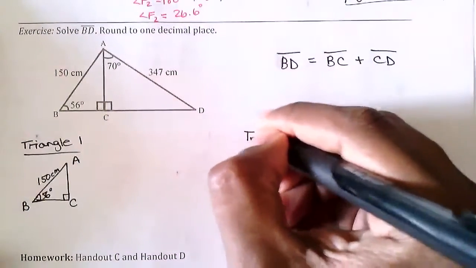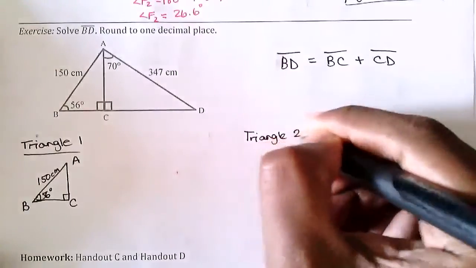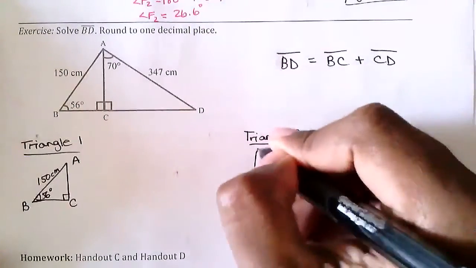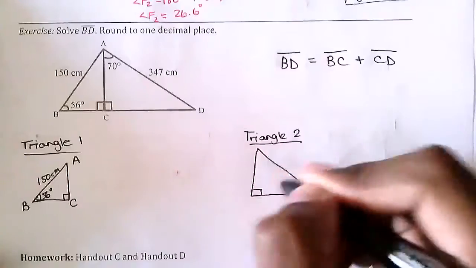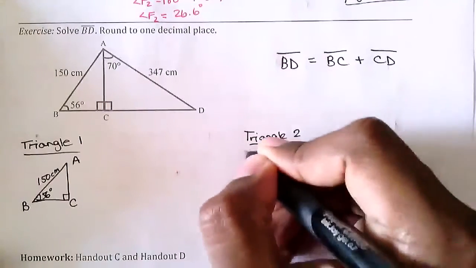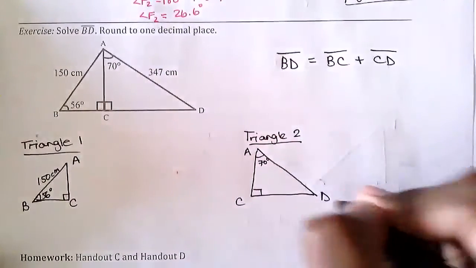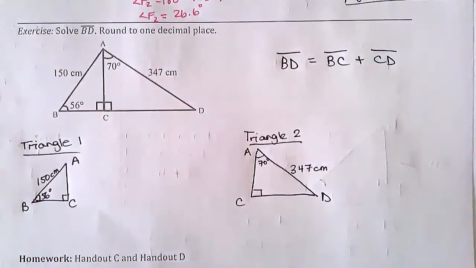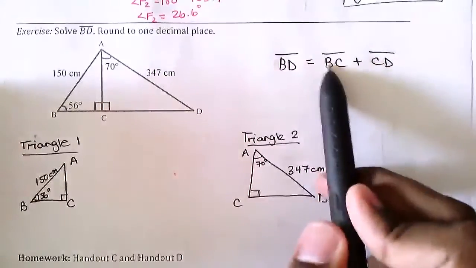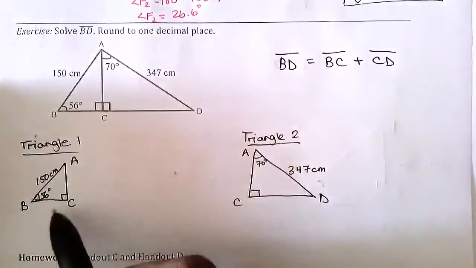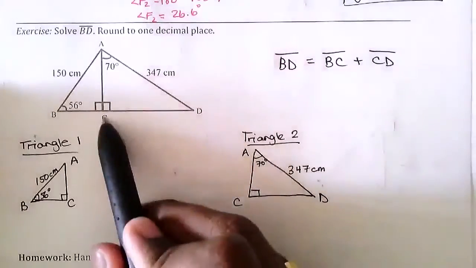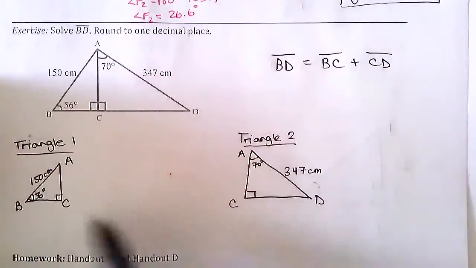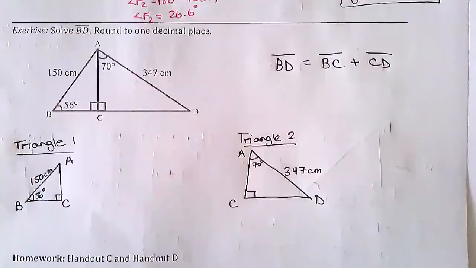And if I take a look at triangle 2 here, again, I can break it down. So I have 70 degrees here. This is still A, C, and D. And this is 347 centimeters. Okay, so I have these two triangles. Why did I break it down? Because of pretty much this. If I find BC, which is this side length here, and if I can find CD, which is this side length here, I can add them together to get BD.